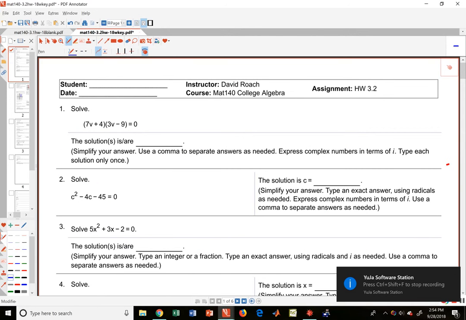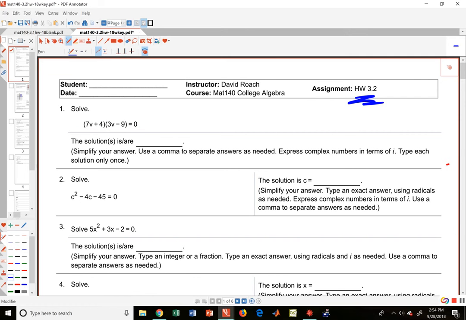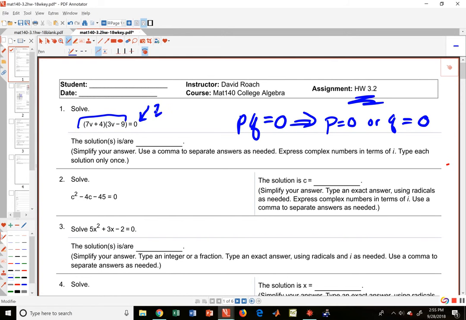Okay, welcome back. We're going to do some homework from section 3.2. This is using what's called the zero product property. If a product P times Q is equal to 0, then we know that P is 0 or Q is 0. One of them has to be 0 if a product is 0. It only works if 0 is on the right-hand side. Very important to note that.